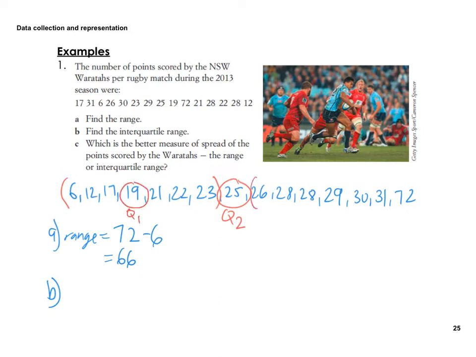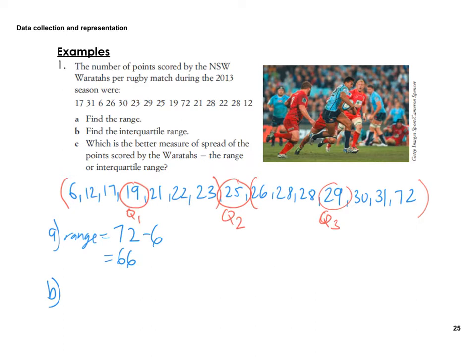Then find the middle of this. Again, there are 7 terms. 1, 2, 3, 4, 5, 6, 7. The 4th term we want for the middle, 1, 2, 3, 4. So 29 is my middle here. That's Q3. So pretty much to find Q1, Q2, Q3, find the middle of the whole thing, then find the lower middle, then find the upper middle. So Q1 is 19, Q2 is 25, and Q3 is 29.